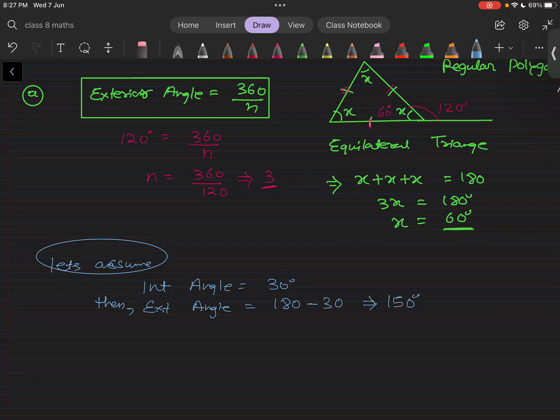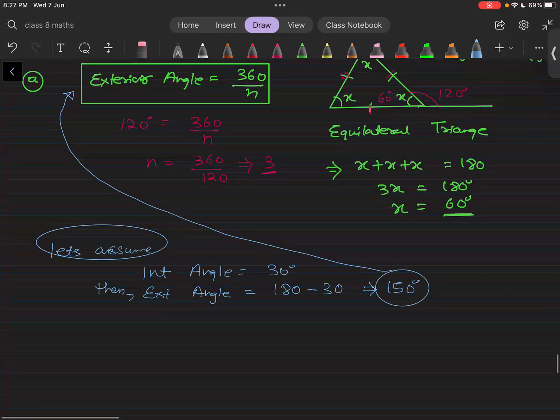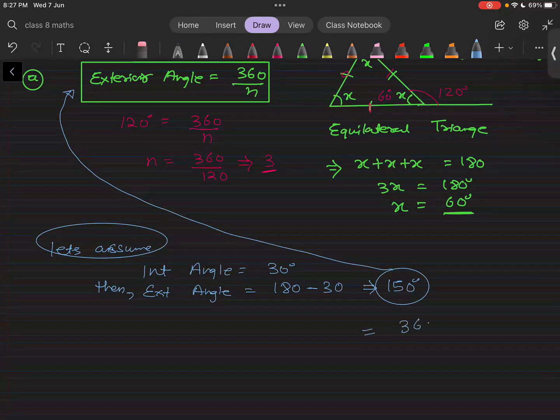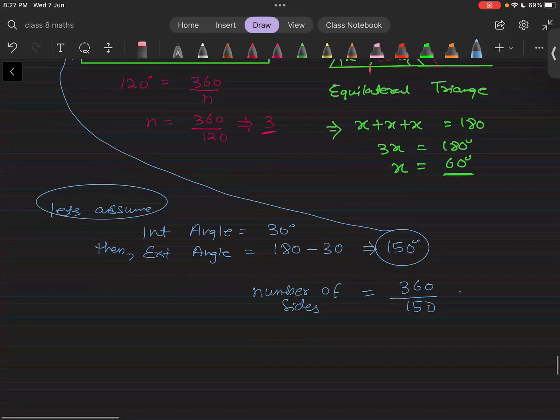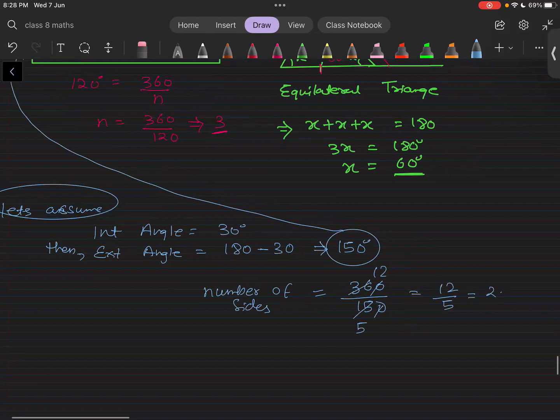150 degrees. Very good. So now put this value 150 in this formula and see if you get a value of sides, a whole number of sides of the polygon. So put 360 upon 150, and this is the number of sides. Right, guys? Number of sides equals 360 upon 150. So that is going to give you how much? These values are going to get cancelled, and 12 upon 5. Or if you solve it further, you are going to get 2.4.